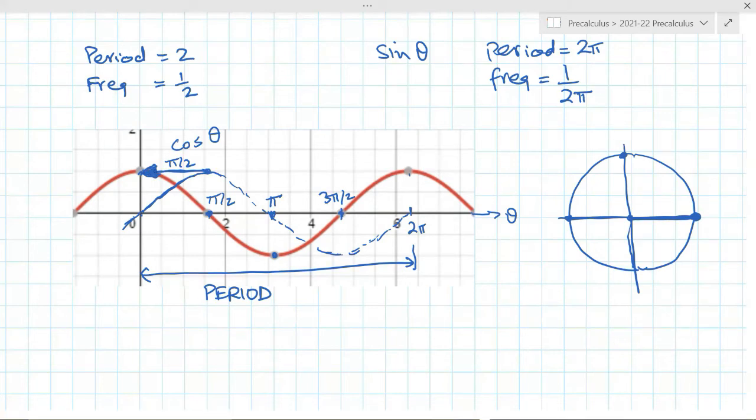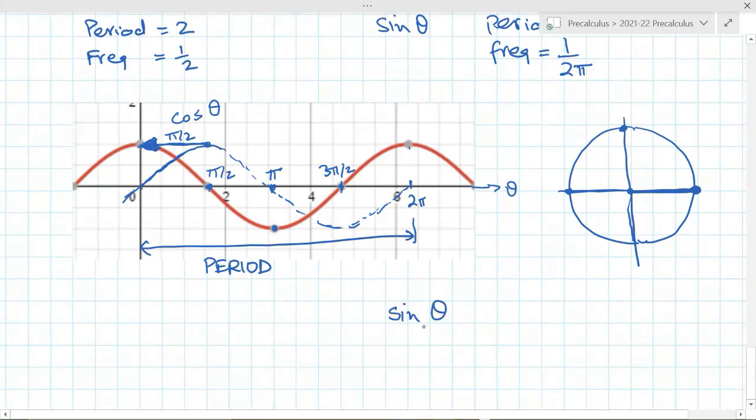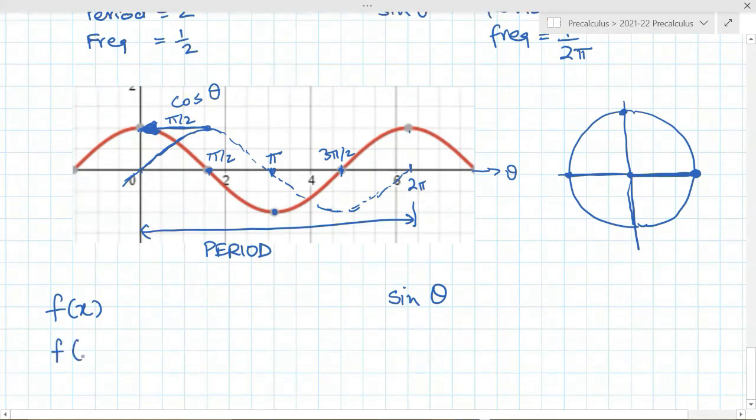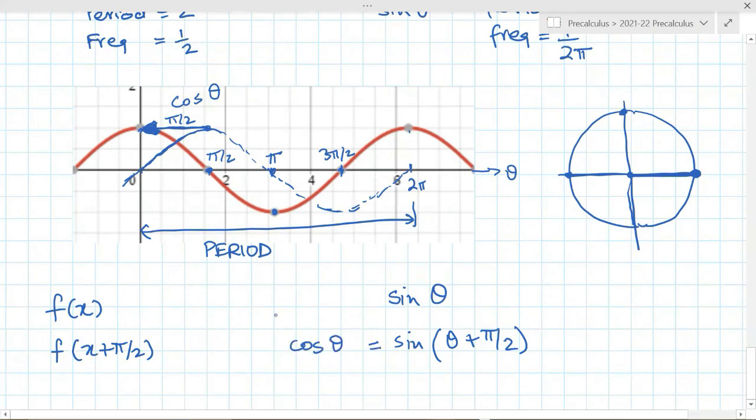So do you know a transformation that shifts a function left? Suppose I have f of x, right? So what should I write here? That will be the same function but shifted left by pi over 2. So f of x plus pi over 2 will shift it left by pi over 2, right? So sine theta is wherever it is. If I want to shift it left by pi over 2, what should I write? Sine of theta plus pi over 2 is the left shifted version of sine theta, and we see that is actually cosine theta.